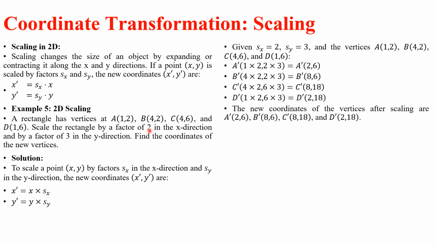The solution, as described by this general equation here, will simply mean we multiply all the x coordinates by 2, and that will be 2 multiplied by 1 for vertex A, 2 multiplied by 4 for vertex B, 2 multiplied by 4 for vertex C, and 2 multiplied by 1 for vertex D. And similarly, we multiply the factor 3 by 2 for vertex A, 3 multiplied by 2 for vertex B, 3 multiplied by 6 for vertex C, and 3 multiplied by 6 for vertex D. That is what we've done here, and the new vertices after scaling are as calculated.